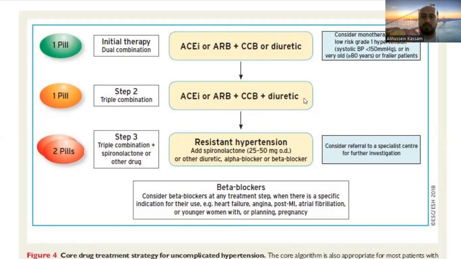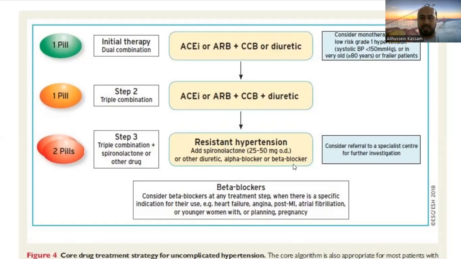These are usually at the maximum of their dose. If they fail, then you can term this patient as having resistant hypertension, and then you can go to two pills with triple combinations. You have to check the serum potassium level before adding spironolactone at 25 to 50 milligrams per day. If not, then you can give a diuretic, an alpha blocker, or a beta blocker like metoprolol or bisoprolol.